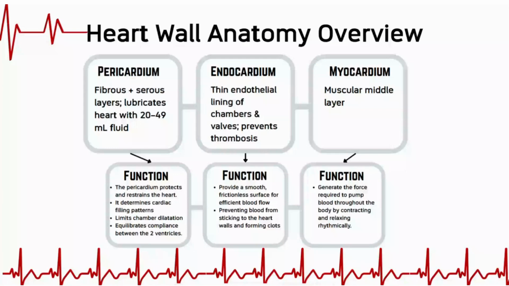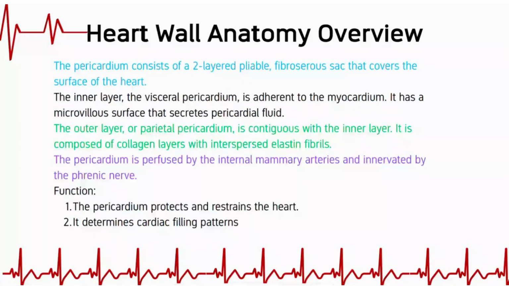So, as I said, very brief overview. Now, let's look at the pericardium first. The pericardium has two layers. It has the inner visceral pericardium, which attaches to the myocardium, and the outer parietal pericardium, which is contiguous with the inner layer. The pericardium is a fibrous serous sac, and it covers the surface of the heart. It is important because it provides that protective sac that the heart can sit inside.